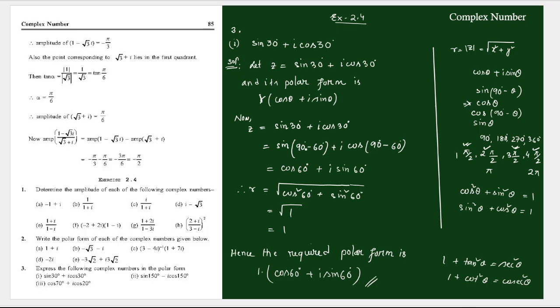Whatever angle we have here, that one we have to write. And this 90 takes part in changing the trigonometric ratio.